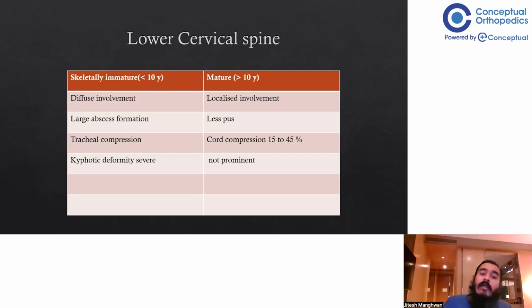So I'm repeating. In the immature patient, the type of disease that you will see in lower cervical spine is something that is going to have a diffuse involvement. The abscess would be large. There would be significant tracheal compression, and the kyphotic deformity is also severe. As against this, when we talk about mature patients beyond 10 years of age, they have a localized involvement. They have less pus. Cord compression is seen in 15 to 45% of the cases, and deformity is not that prominent. So this is a difference between an immature and a mature patient.